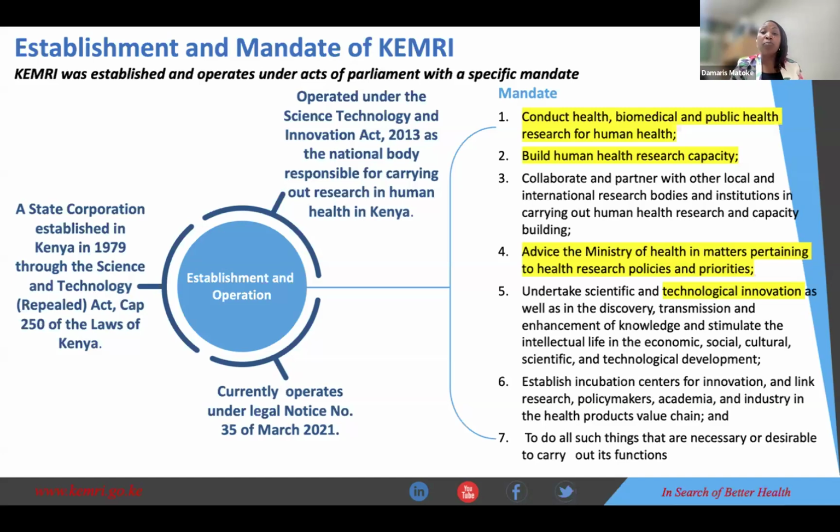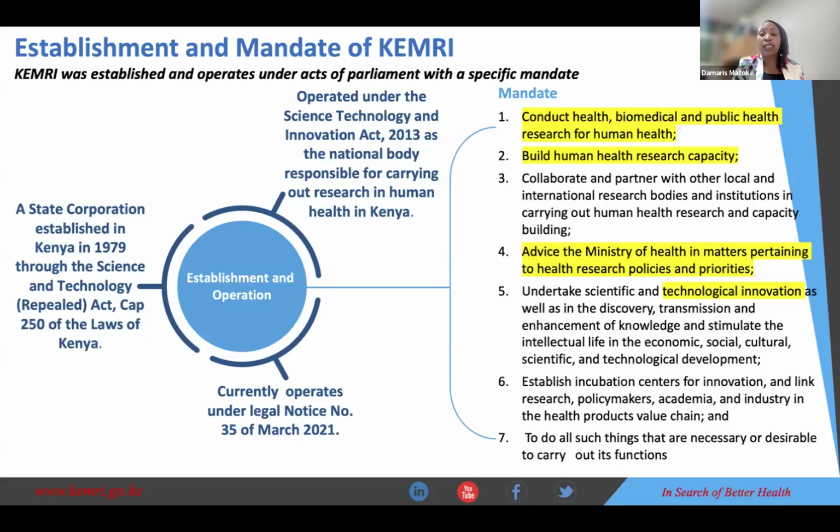The second one is to build human health research capacity. The third one is to collaborate and partner with other local and international research bodies and institutions in carrying out human health research and capacity building. The fourth one, which our team within the Malaria team has been supporting, is to advise the Ministry of Health in matters pertaining to health research policies and priorities.